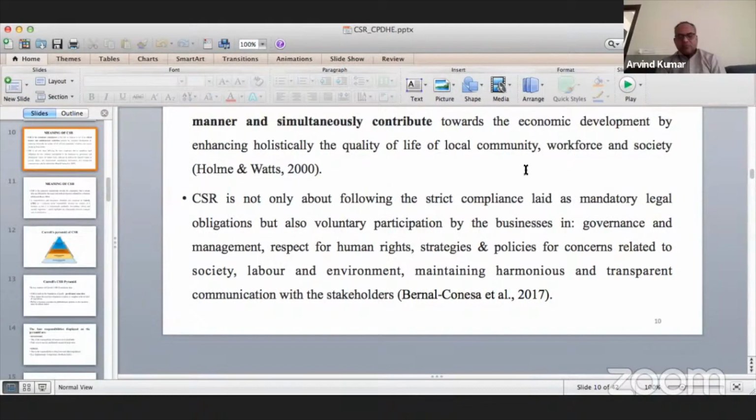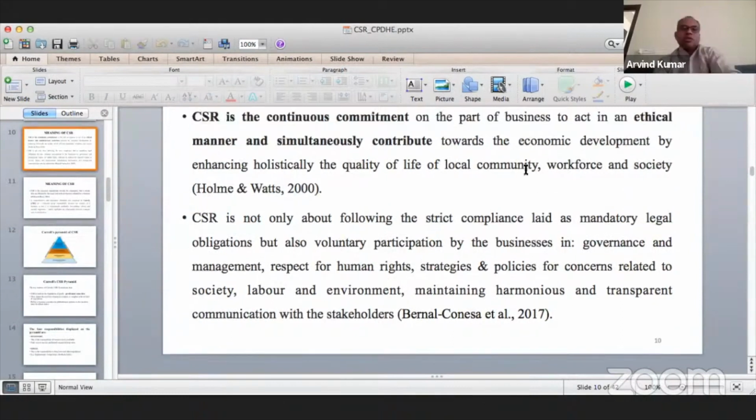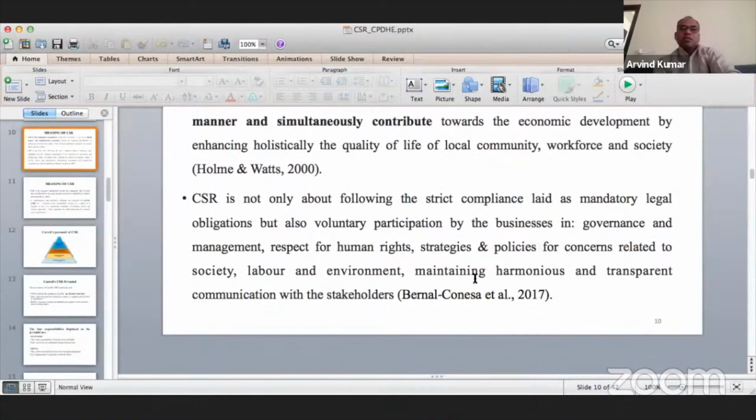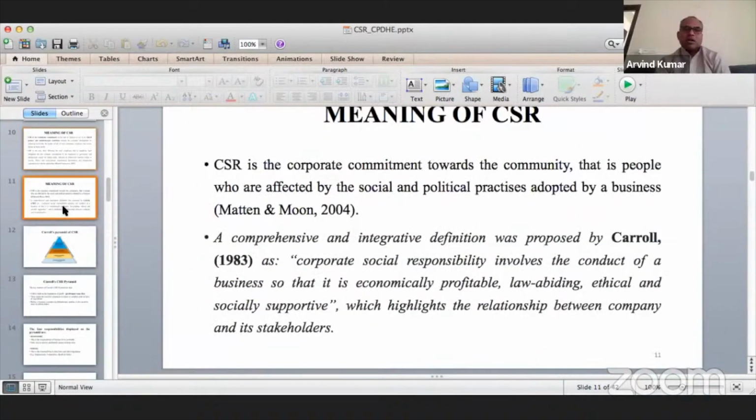So these are some research-based definitions. One was shared by Holme and Watts. The second was Vernal, Kansa and others in 2017. They also give a very comprehensive discussion about CSR, as did Martin and Moon in 2004. I'll not discuss that, but I would like to discuss a very important definition given by Carroll in 1983. How has Carroll defined CSR?